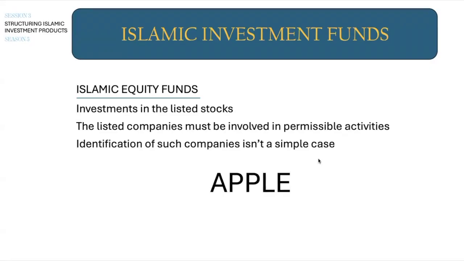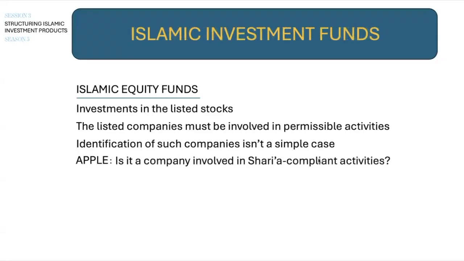Let us take the example of Apple, and I'm not referring to the Apple which we eat, but rather the company which produces iPhones, iMacs, MacBooks, etc. And all of us are aware of Apple. Now, Apple is a listed company, i.e., it has a listed stock. And the question arises whether this is a company which could be categorized as Sharia compliant. So, is it a company involved in Sharia compliant activities?